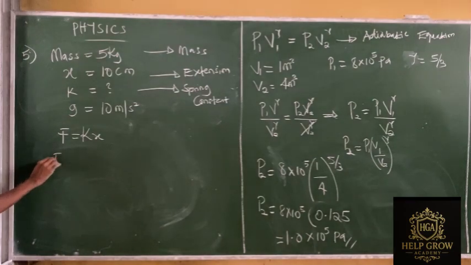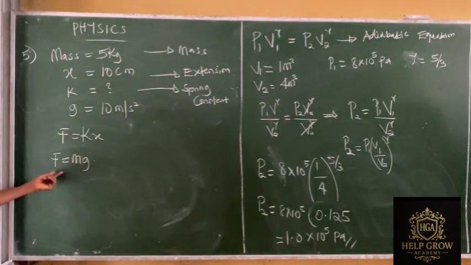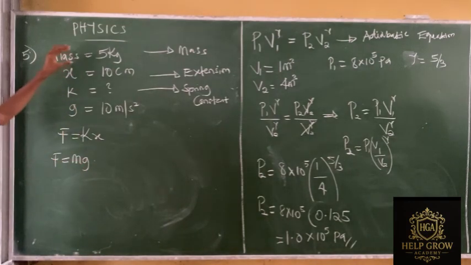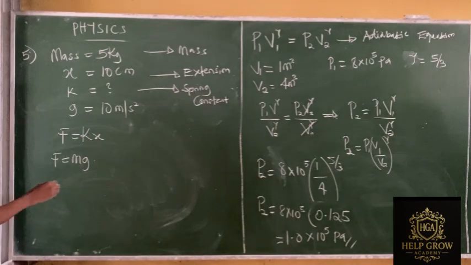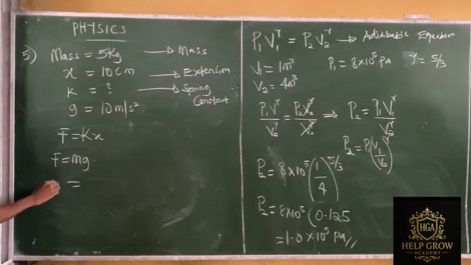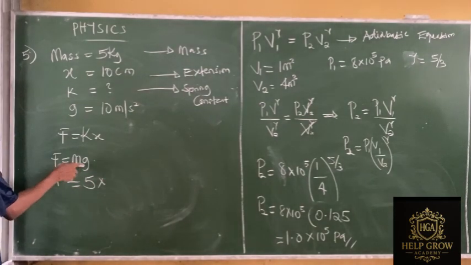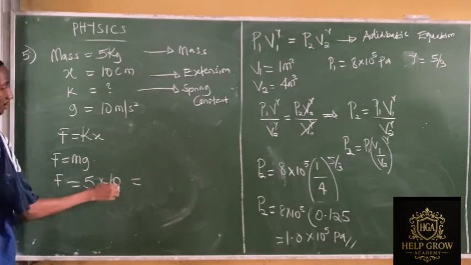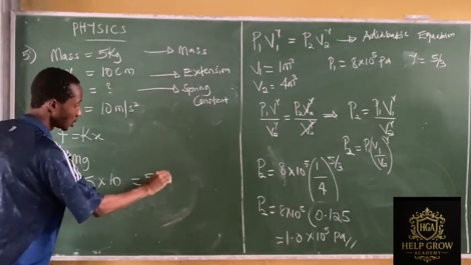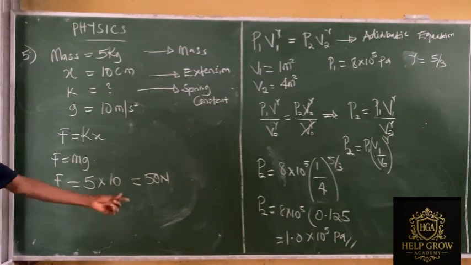Recall that F is equal to mg. Force is equal to mass times gravity. They give us the mass and they give us the acceleration due to gravity. If we substitute, we have F is equal to mg. Our m is 5 kg times our g, which is 10. 5 times 10 gives us 50 newtons. Now we have gotten the value of F to be 50 newtons.